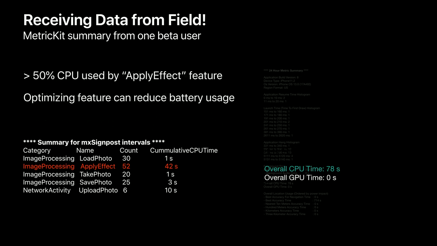This data shows that the CPU usage by the apply effect feature was more than 50%. So now I know where I can go and further optimize my application so that I can reduce the battery usage overall.